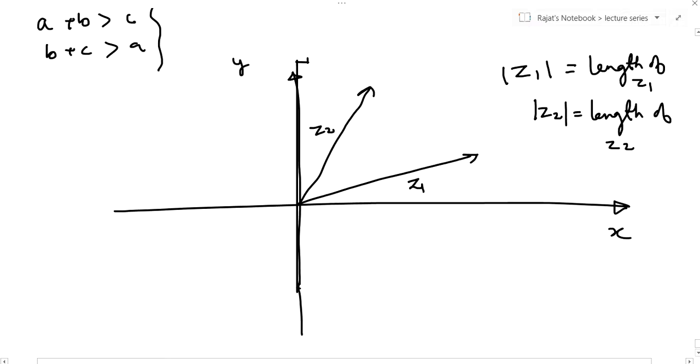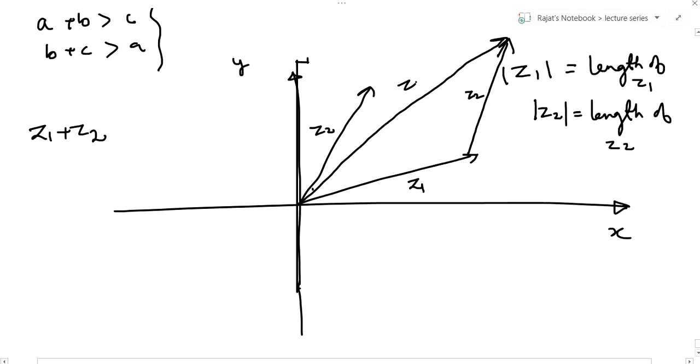Just tell me, if I want to find the complex number z1 plus z2, what will I do? Just as in vectors, we can translate one of the complex numbers. So I'll place the tail of z2 on the head of z1. So this is z2, and this resultant side, by combining the head with the head and tail with the tail, will give us z1 plus z2.